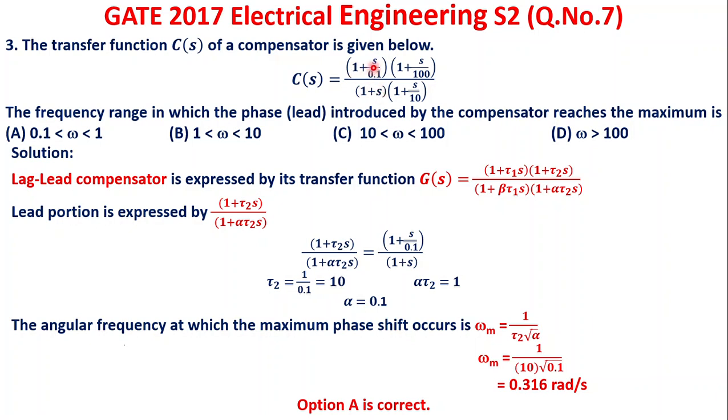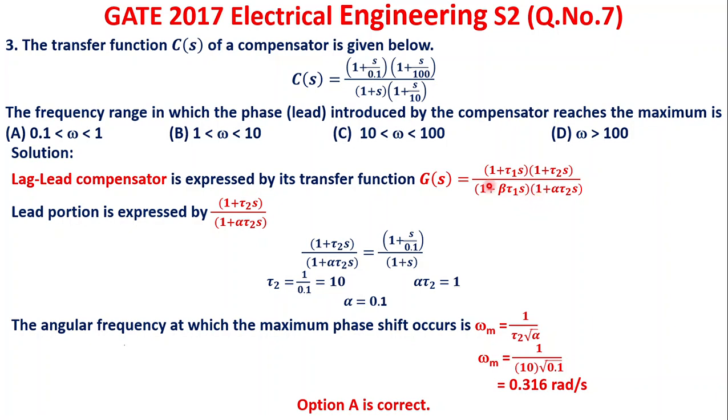Therefore alpha is definitely less than 1. And if you see here, 1 + tau s, 1 + 0.01 s, this is 1 + 0.1 s. That means this 0.1 s is greater than this. That means this should be beta tau, because beta should be greater than 1 for a lag compensator. Therefore this portion is only lead. They can even change the order, but we have to be very careful.